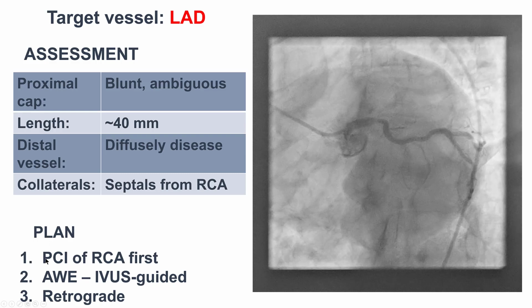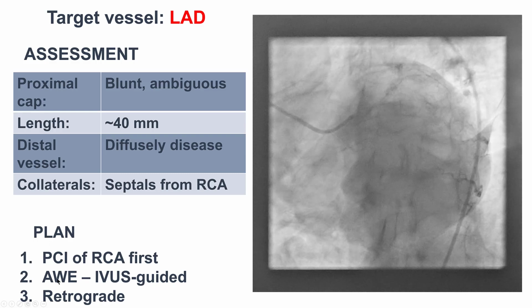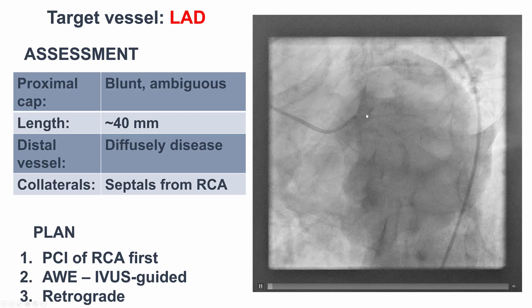Therefore, our plan was to do PCI of the right coronary artery, followed by an IVUS-guided attempt of crossing the proximal LAD, followed by retrograde crossing.